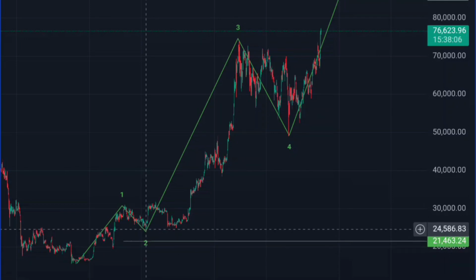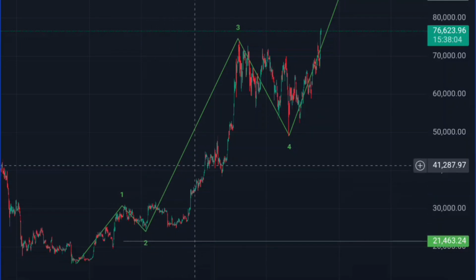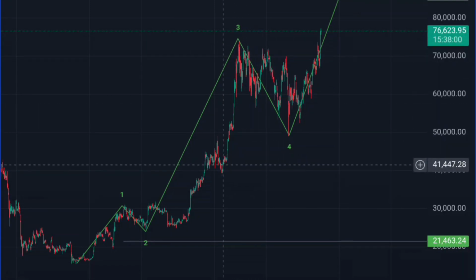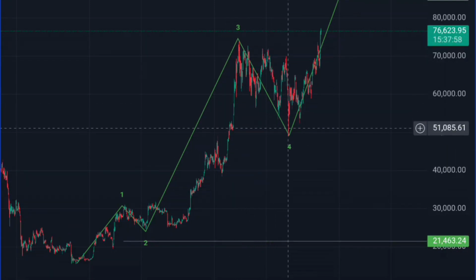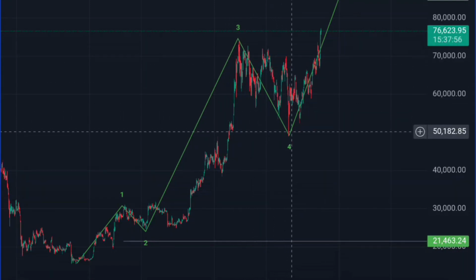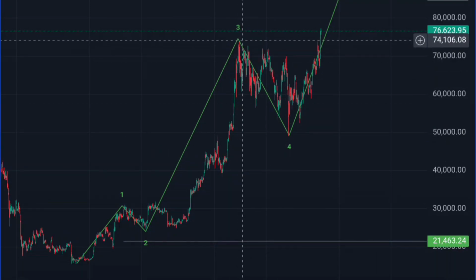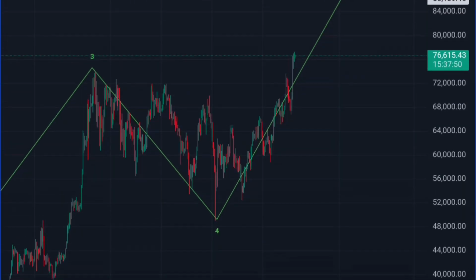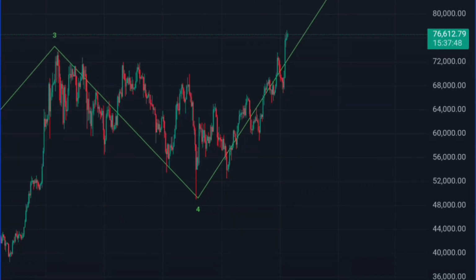So inside of wave 3, you can count the waves 1, 2, 3, expanded flat for 4, 5. Sometimes you get back to wave 4 of lesser degree, but the minimum retracement was the 618 of that extended fifth wave in the third, which brings us to where we're at now.